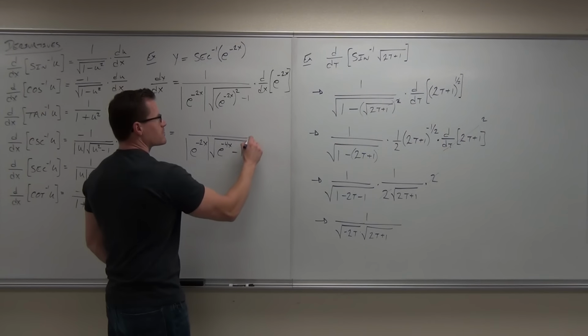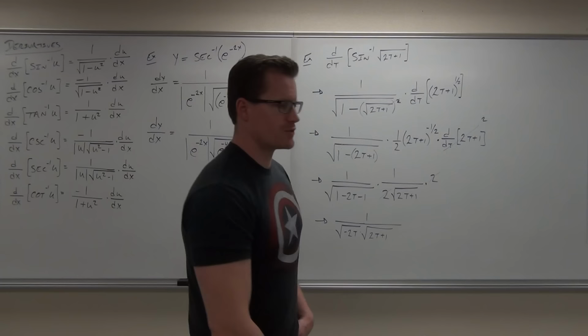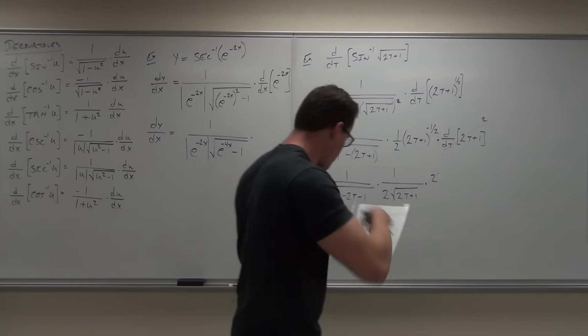Cool. Let's do this derivative now. Let's all do that. I want you to do it on your own. See if you get the right thing. Derivative of e to the negative 2x. We haven't practiced a whole bunch of those, but we should be getting pretty good at them.